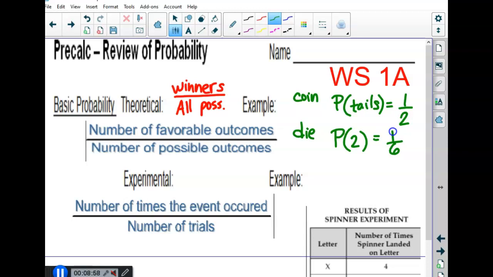Questions? I hope you've all done some of this before. Experimental probability is the number of times the event occurred, so what you got, again, winners, out of the number of trials. In other words, it's still out of total, but it's not in theory anymore. It's out of what actually happened, okay? So experimental is what happened.